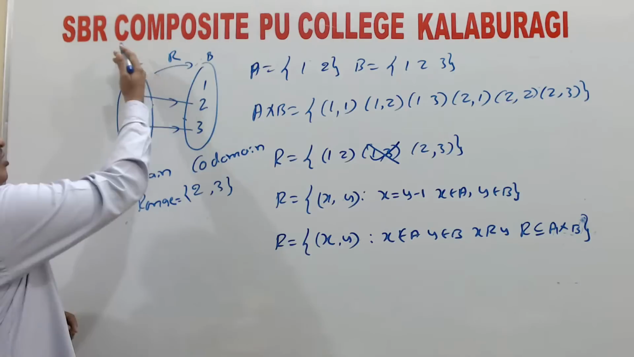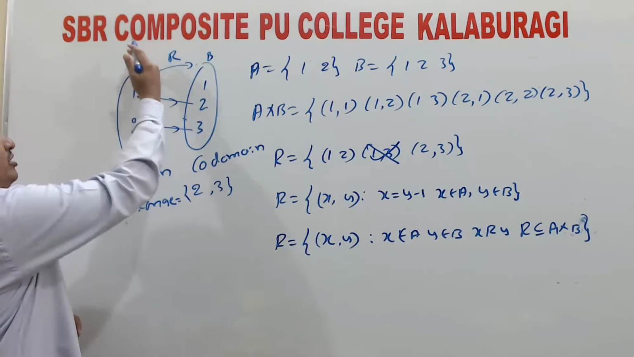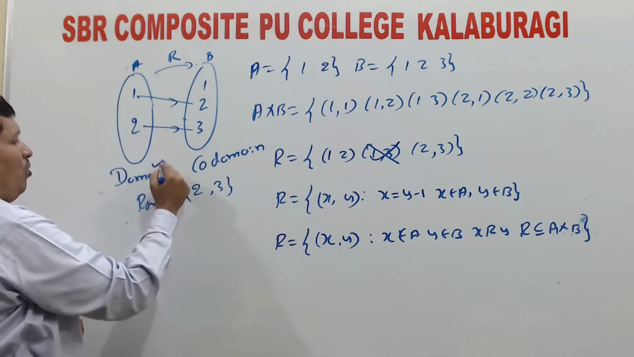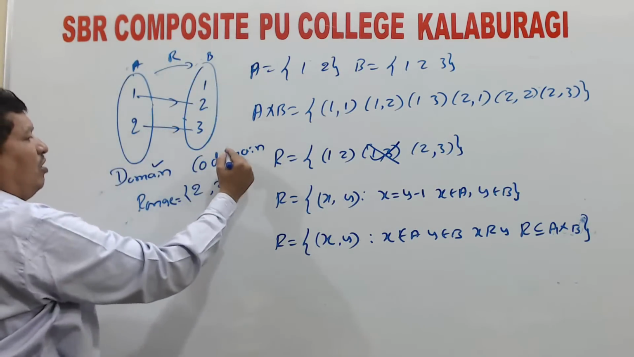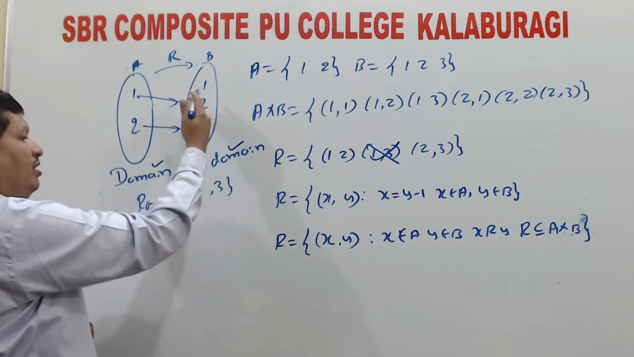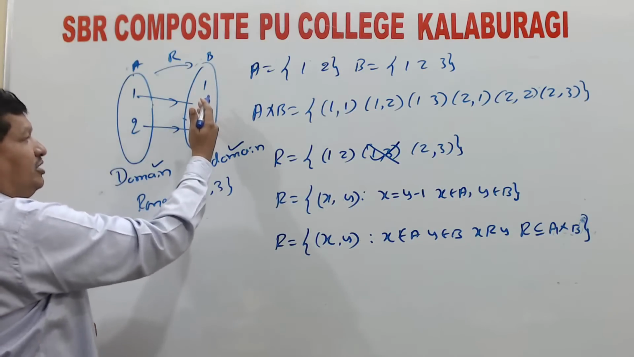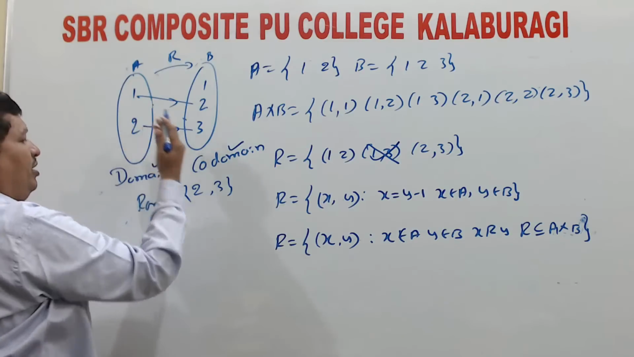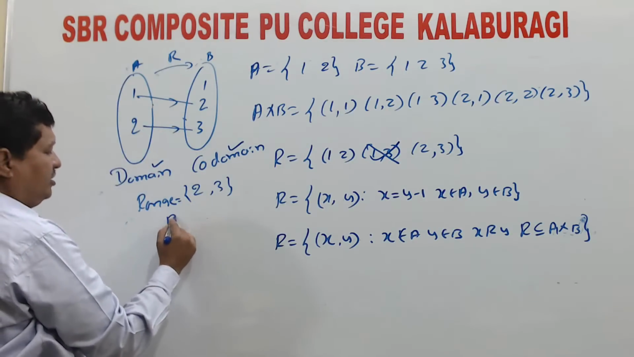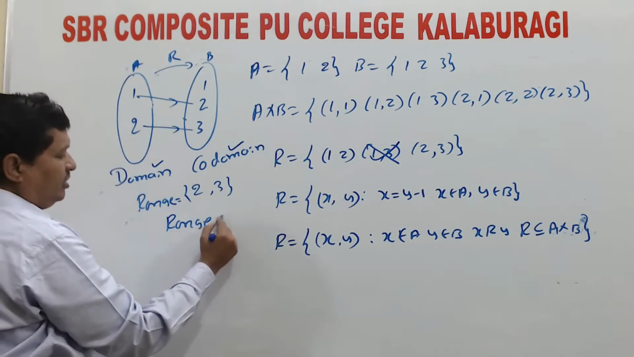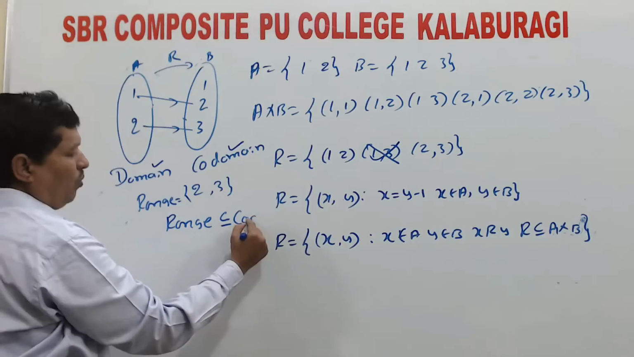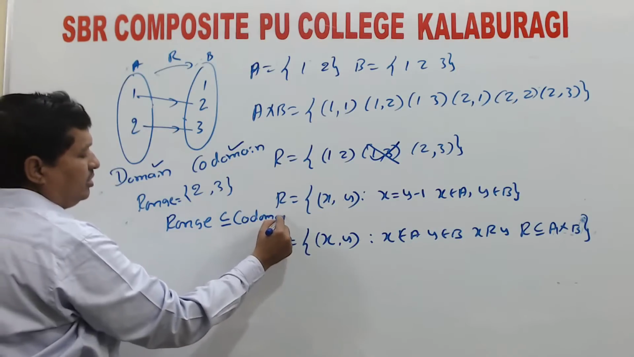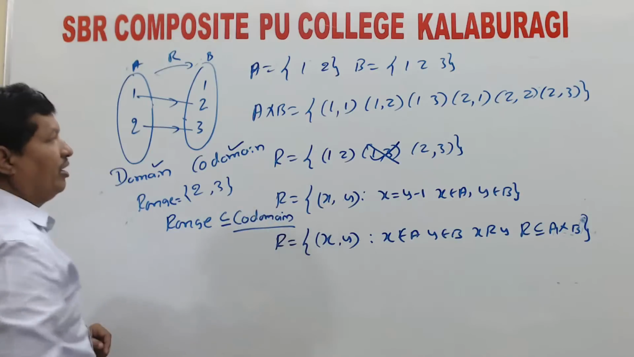The set of first elements of R is called the domain. That whole set B is called the codomain, and only those elements of the codomain which are related with the domain are called the range. Range is a subset of codomain.